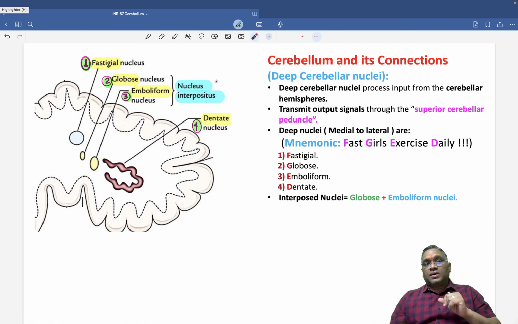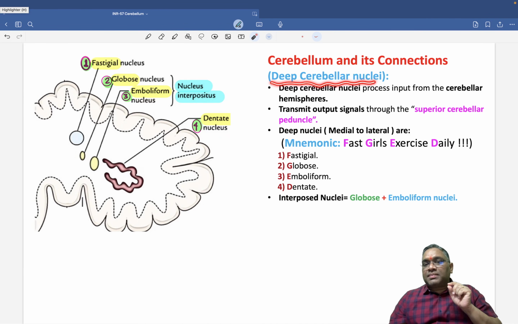Now, if you remember, I have said that Purkinje fibers will come to the deep cerebellar nuclei. So regarding the cerebellum and its connections, we are going to see what the deep cerebellar nuclei are and what their importance is. The deep cerebellar nuclei will process input from the cerebellar hemisphere, right? Their basic function is to process input from the cerebellar hemisphere, and then they will transmit the output signal. Now this is very important.